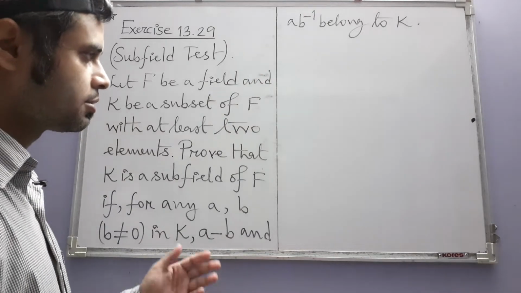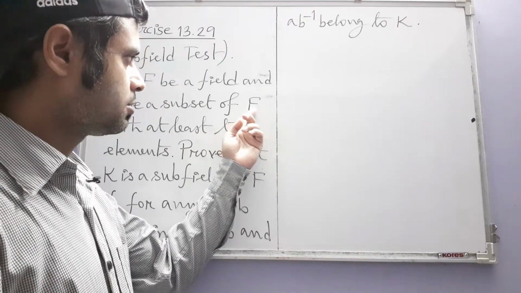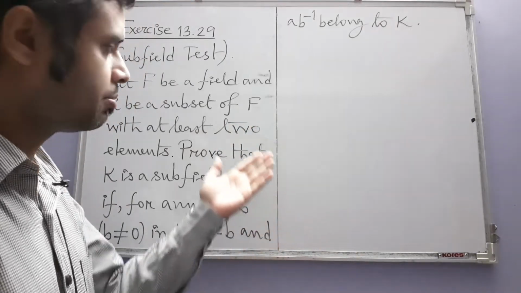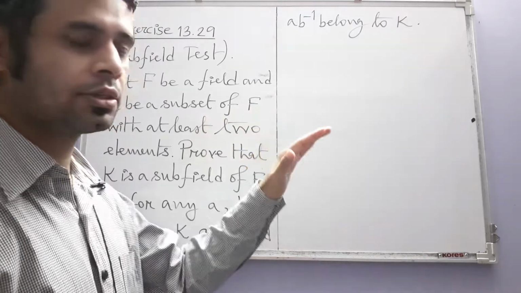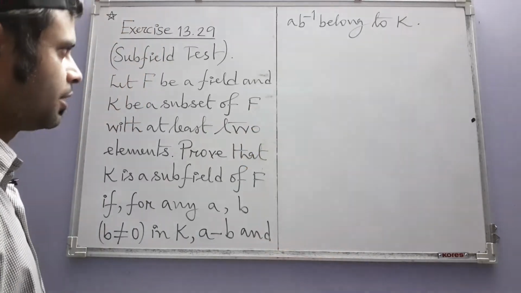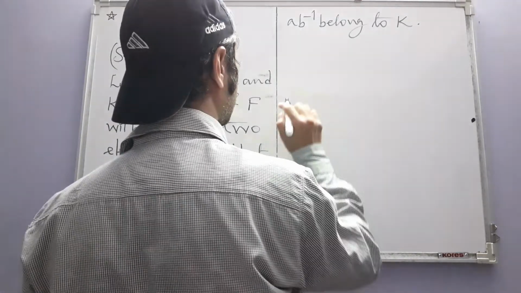Now under these conditions we have to prove that K is a subfield of F. That means K itself is a field if we restrict the operations on F to K. That is, the addition and multiplication that we have in F, if we restrict those to K, then K itself becomes a field. That's what we have to show. So let's see the solution.